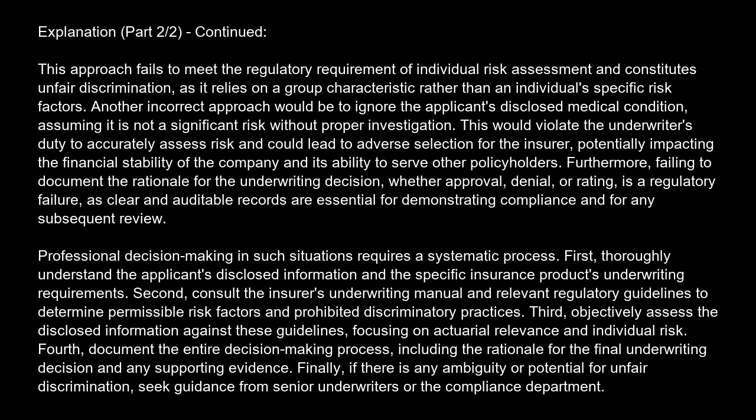Professional decision-making in such situations requires a systematic process. First, thoroughly understand the applicant's disclosed information and the specific insurance product's underwriting requirements. Second, consult the insurer's underwriting manual and relevant regulatory guidelines to determine permissible risk factors and prohibited discriminatory practices. Third, objectively assess the disclosed information against these guidelines, focusing on actuarial relevance and individual risk. Fourth, document the entire decision-making process, including the rationale for the final underwriting decision and any supporting evidence. Finally, if there is any ambiguity or potential for unfair discrimination, seek guidance from senior underwriters or the compliance department.